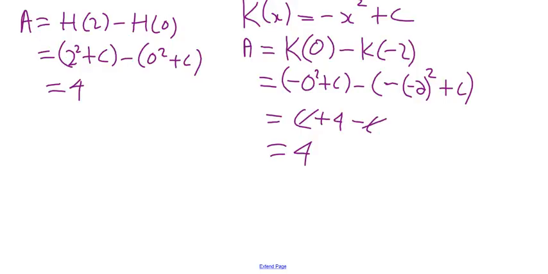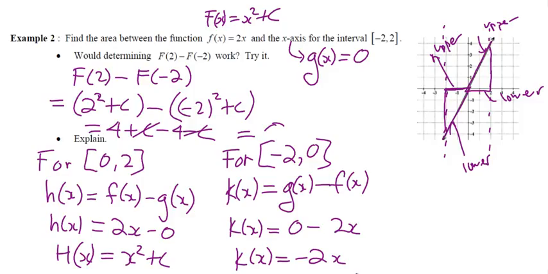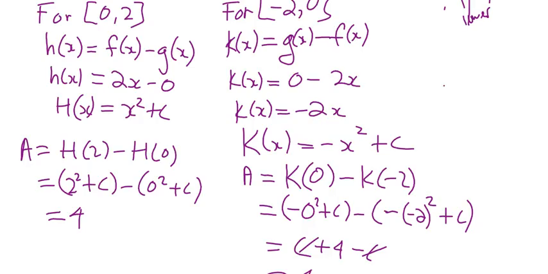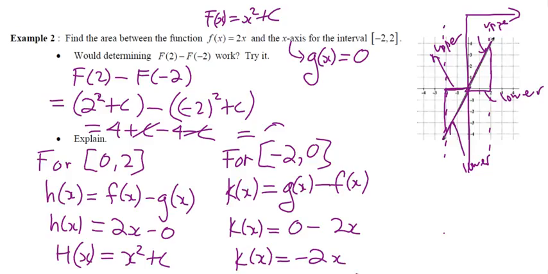Okay, so from 0 to 2, the upper function is 2x. Okay, because it's above the axis. From negative 2 to 0, the upper function is the x-axis. Right, because it's above. And the x-axis has an equation y equals 0, right? So I just call that g of x equals 0. Okay, so we have to subtract, right? It's always upper minus lower if you want to get area. Because area is a positive quantity, right? It's like so many square units.